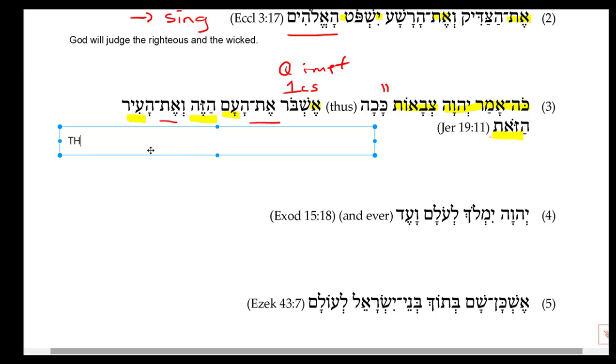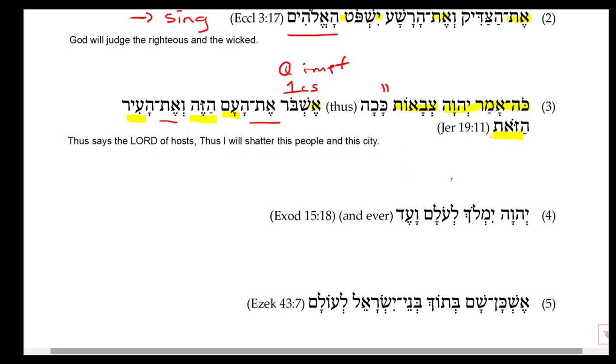So, thus says the Lord of hosts, thus I will shatter this people and this city.